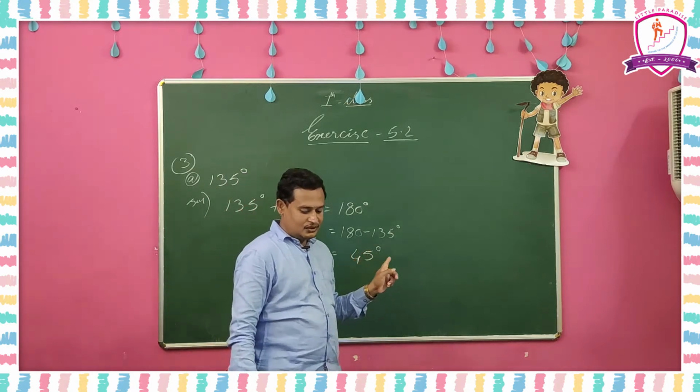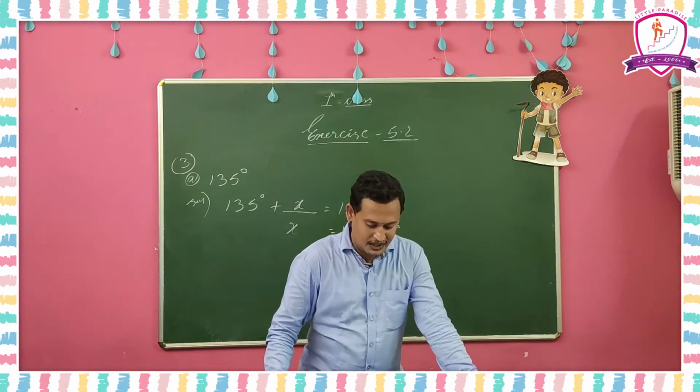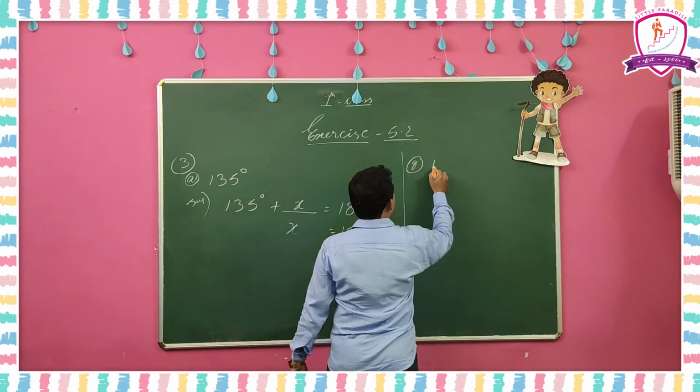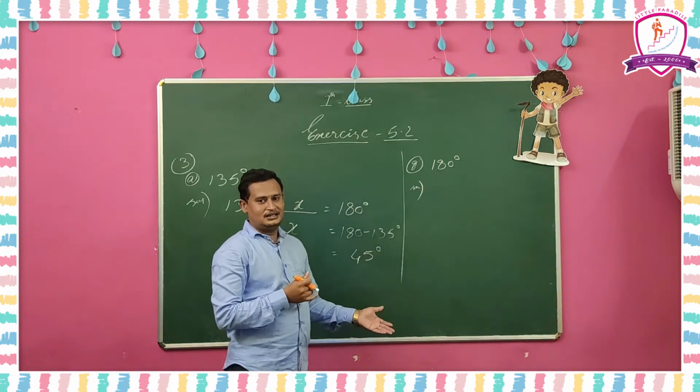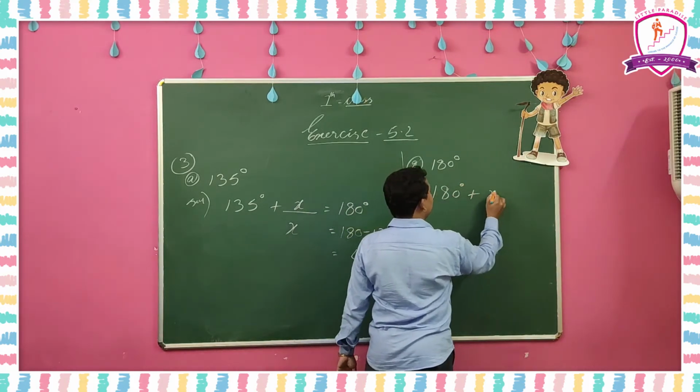And next one I am going to explain another one also here. So what will be the supplement for 180? Already 180 is given. Actually we have to get 180 only. So what should be added to 180, then we will get again 180?